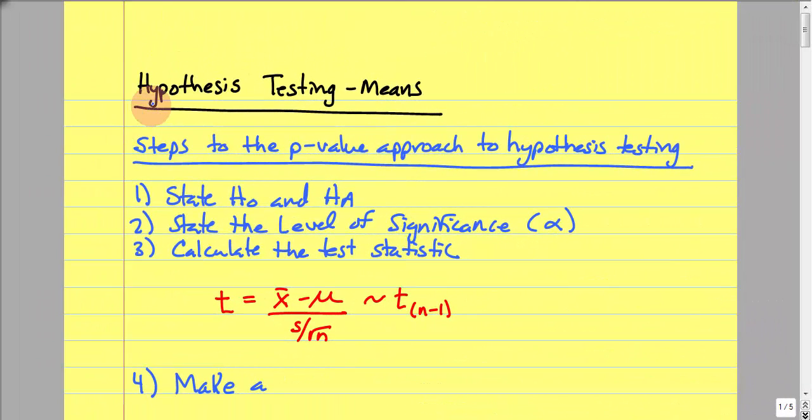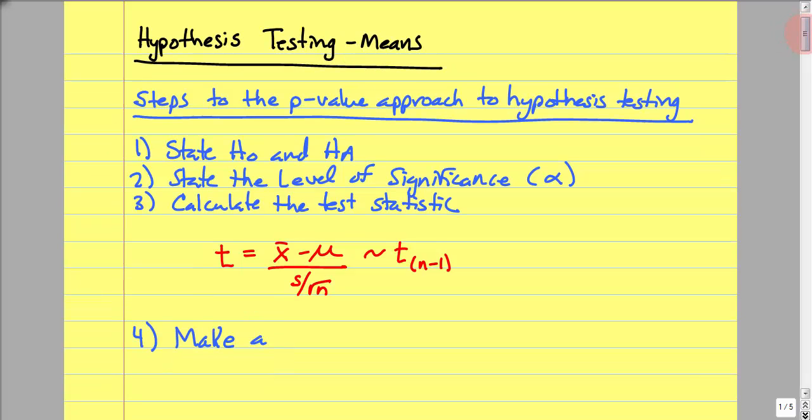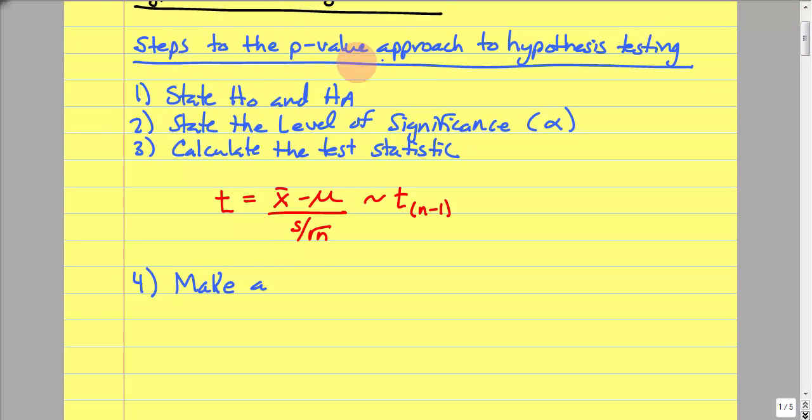In this section we're going to continue on with hypothesis testing, but in particular we're going to talk about hypothesis testing with means. Now we're still going to follow through with the same steps to the p-value approach that we've always been using. The first step is to state H0 and HA, your null and your alternative hypothesis. Second step is to state the level of significance, which is your Greek letter alpha. This is usually given to you in the problem.